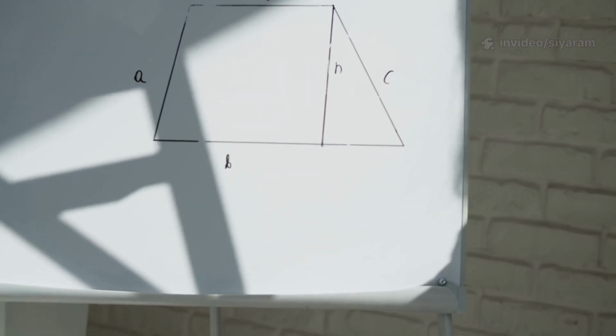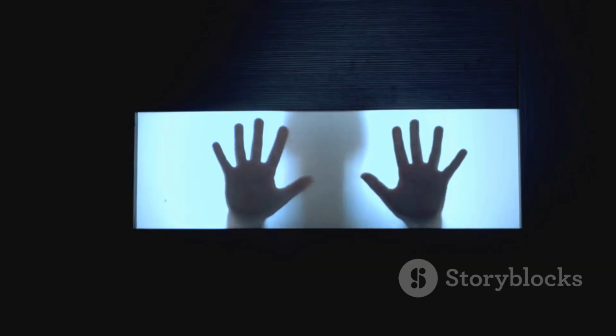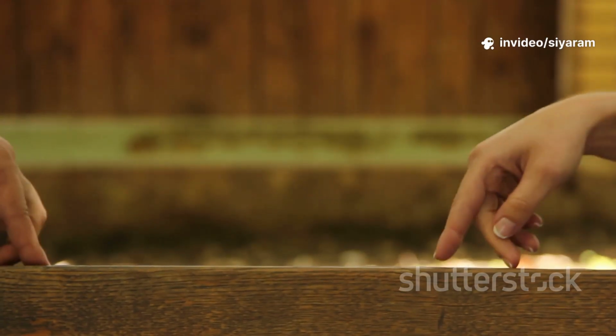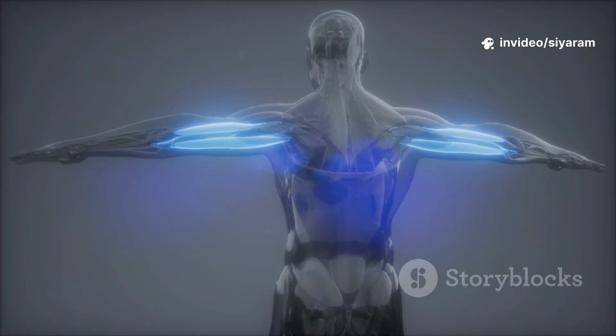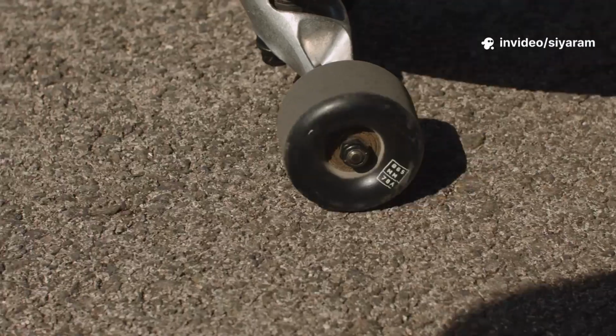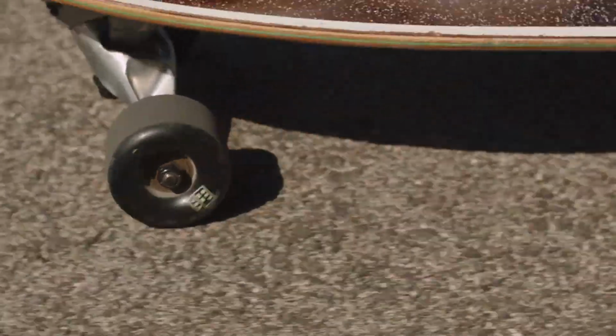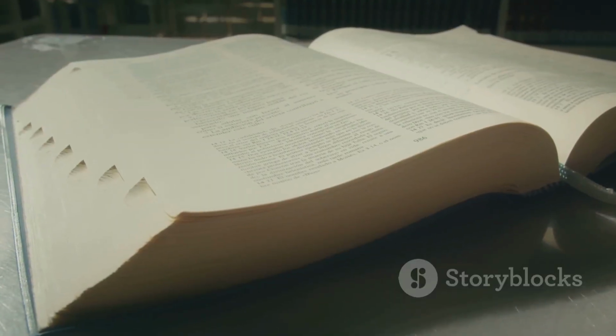Now let's understand different types of forces. First, contact force. This kind of force happens only when objects are in contact. For example, muscular force. That's the force you use with your muscles. And frictional force. That's the force that resists motion between surfaces, like when you slide a book across a table.